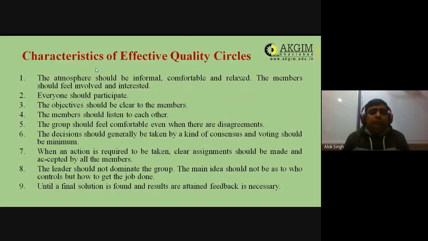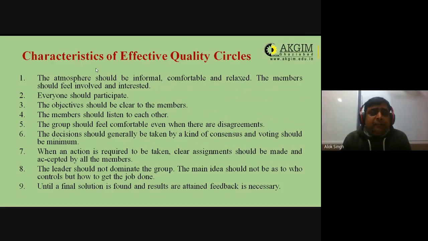Next, the leader should not dominate the group. The supervisor should play the role of moderator and motivator, not dominate the group by saying this is the correct way and I want all to agree upon that. That approach should not be there. The leader should not dominate the quality circle group. The main idea should not be who controls, but how to get the job done basically.